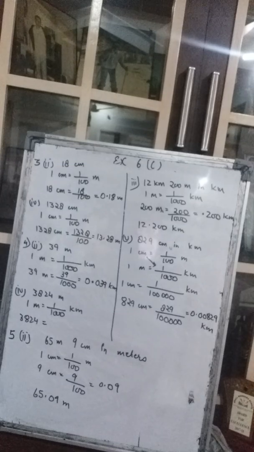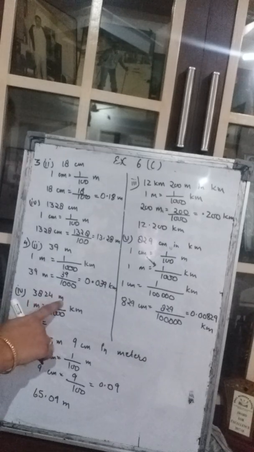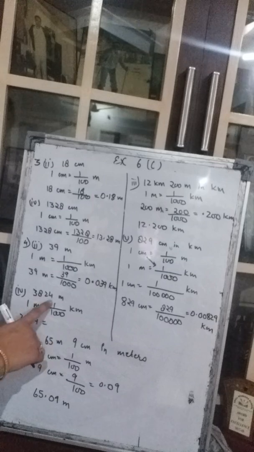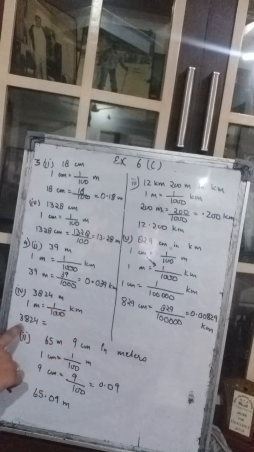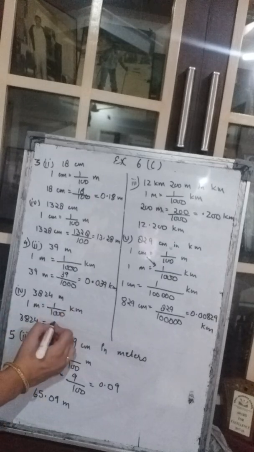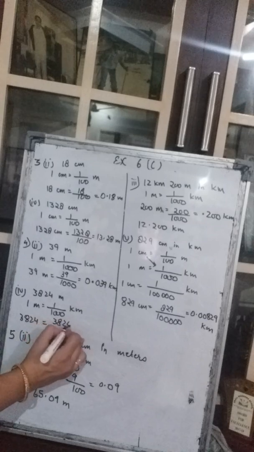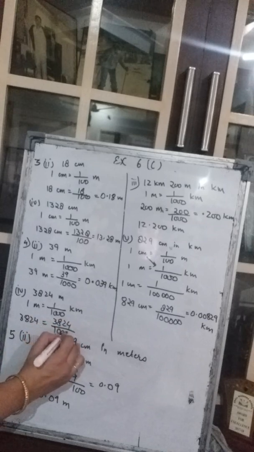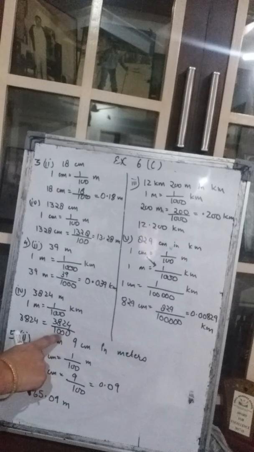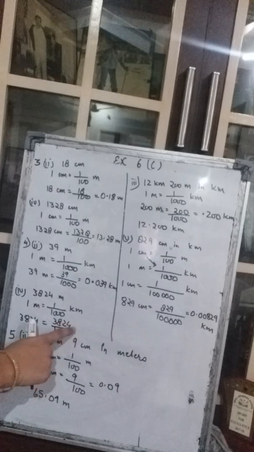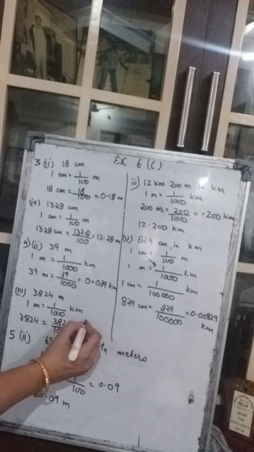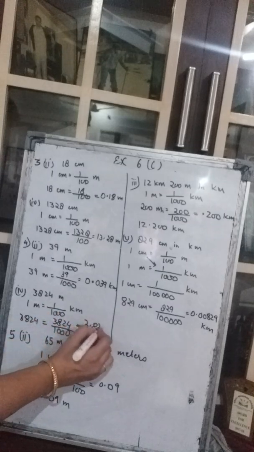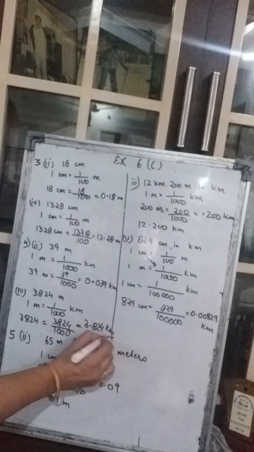Okay. Now we come to the fourth part. It says 3824 meter. So 1 meter is equal to 1 upon 1000 kilometer. So this many meters will be equal to 3824 upon 1000. How many zeros are there? 3 zeros. So the decimal will come before the 3 digit only. So it will be equal to 3.824 kilometer. This is the answer.